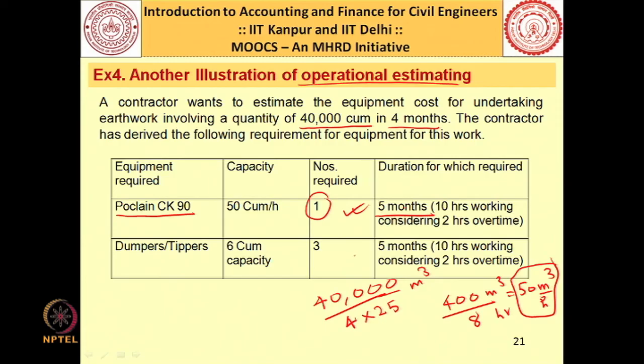Now, depending on the lead time, depending on the distance of disposal of earth, I will calculate how many dumpers or tippers would be needed. In this example, I have assumed it to be 3. This also is needed for 5 months, 1 month extra.